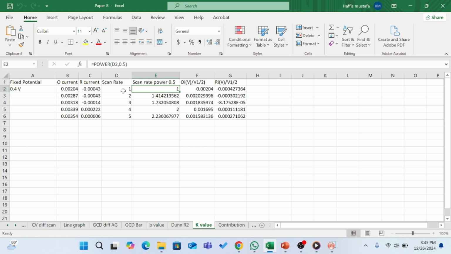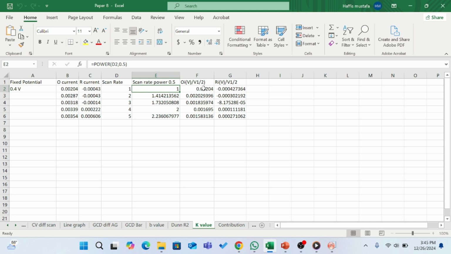Scan rate, I use millivolt per second. If you want to use volt per second, also can. It depends on you. Because I use millivolt per second, I fix it for millivolt per second. If you want to use volt per second, also can.